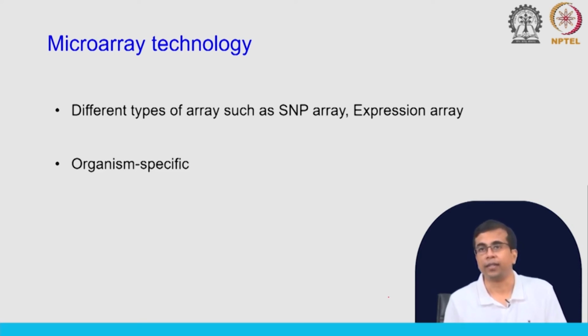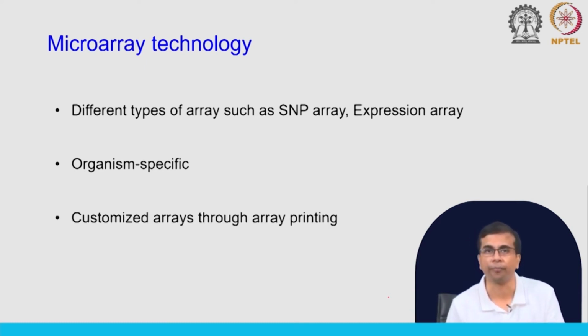These arrays would have to be organism specific, as you have seen. They require these DNA probes, for which we need to know the organism's genome sequence, as these sequences are different. So, we need these organism specific arrays, and you can also design customized arrays. You can have your own DNA molecules that you want to design as probes, and you can design your own array and print those probes on these chips.